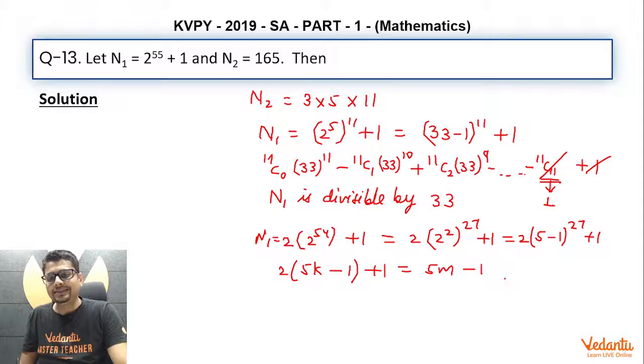So definitely this expression is not a multiple of 5. In fact, it is of the form 5m minus 1. You may go on to say that when you divide n1 by 5, the remainder is supposed to be 4. So clearly not a multiple of 5. So D is my answer. Let's see some other way of doing this question.